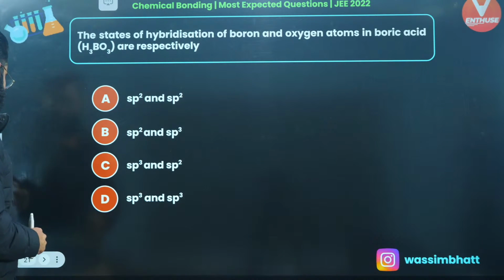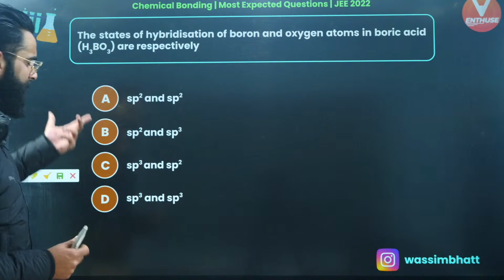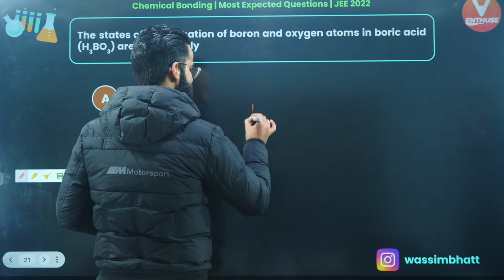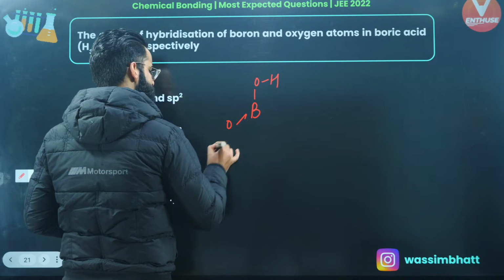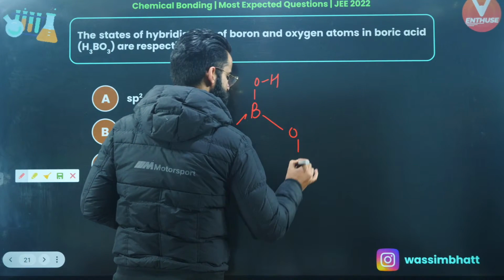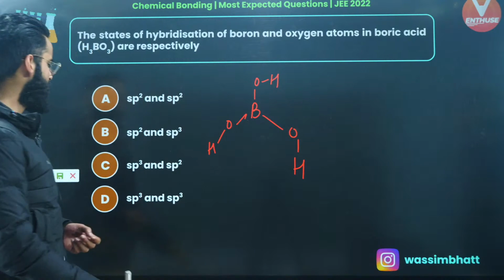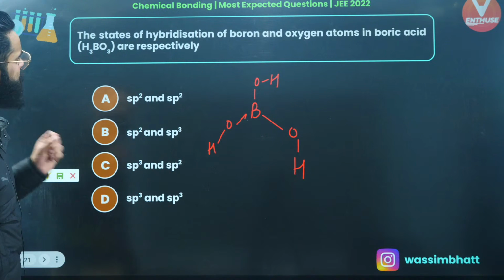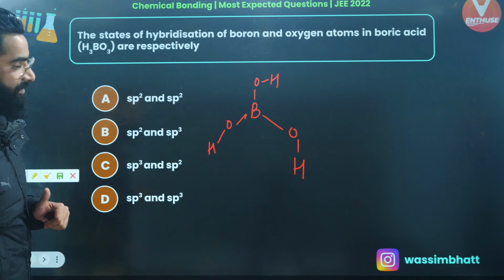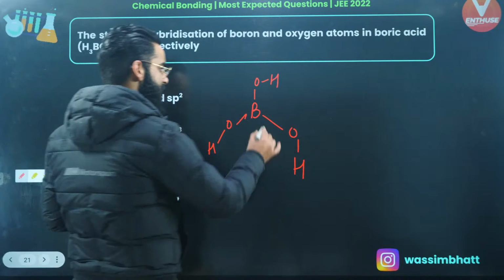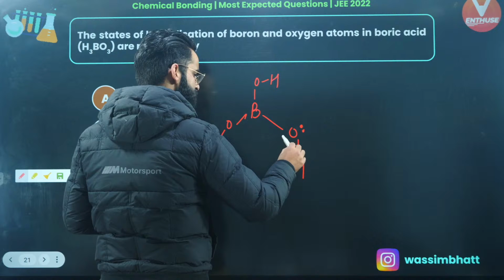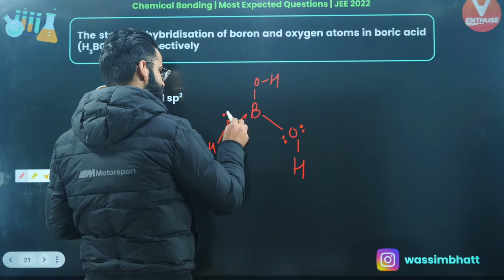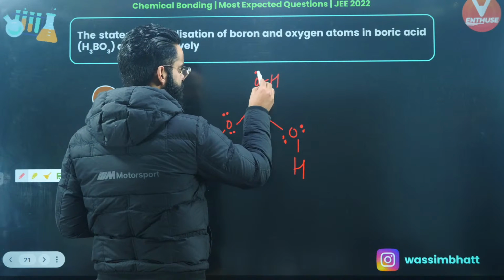Okay, look here, people, exactly how this sort of a question is to be solved. It's a simpler one. I hope you remember the structure of H3BO3, boric acid, orthoboric acid, right? This is B, OH, OH, OH. What do I need to see exactly? The states of hybridization of boron and oxygen atoms. See, all the oxygen atoms will definitely be having 2 lone pairs each.